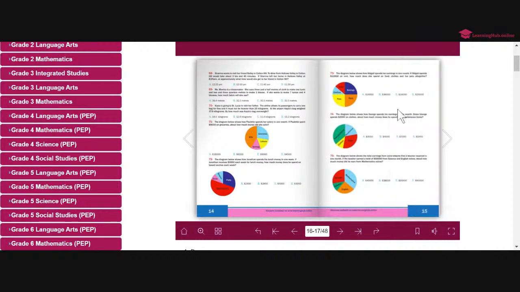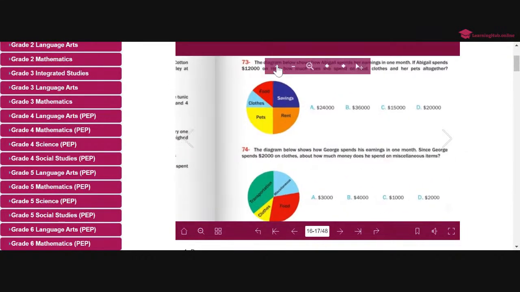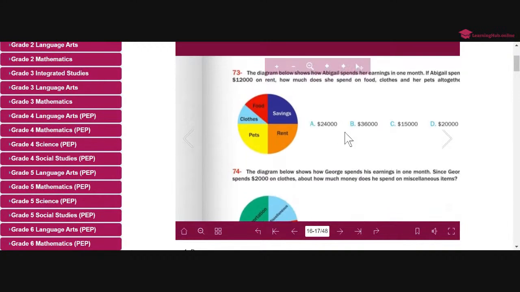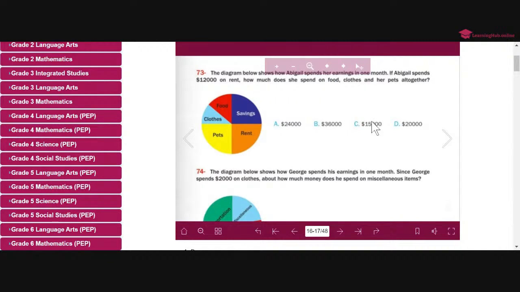All right, so we're looking at question number 73. Let's zoom in. The diagram below shows how Abigail spends her earnings in 1 month. If Abigail spends $12,000 on rent, how much does she spend on food, clothes, and her pets all together? So she spends $12,000 on rent. See rent right here? So we want to know how much she spends on food, clothes, and her pets. That's what we're trying to find.